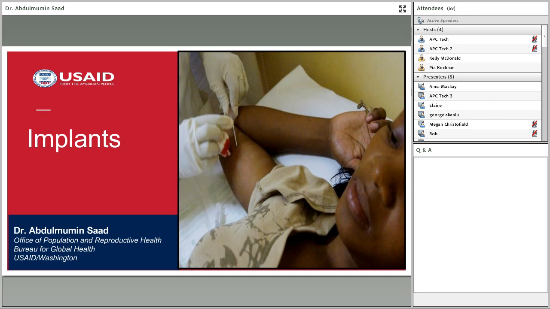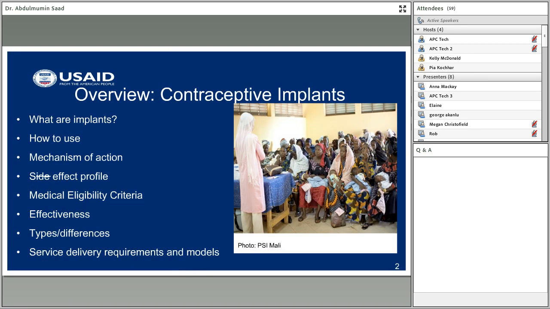I will be discussing briefly on implants, and we do know that implants were introduced almost 3 decades ago, and they are one of the most effective family planning methods available when used in accordance with approved prescribing information. The Population Council developed the first contraceptive implant called Implant, which was approved in 1983. But I think Implant is no longer available in the market. Next slide, please.